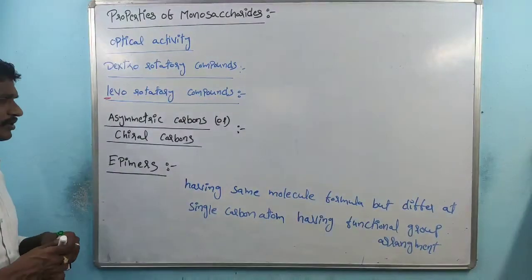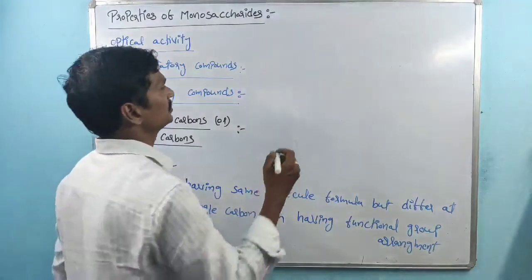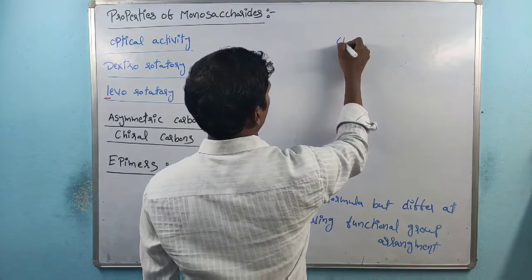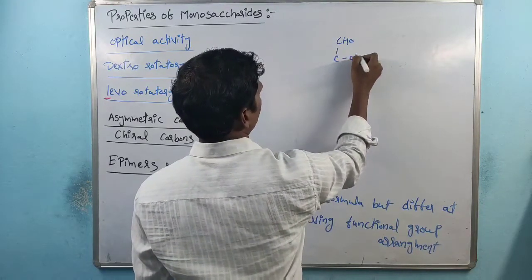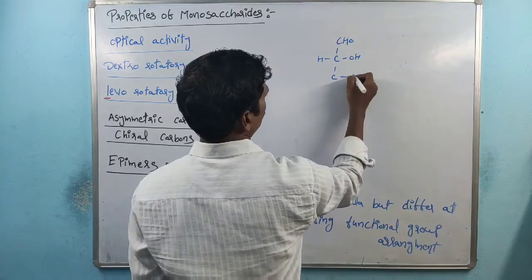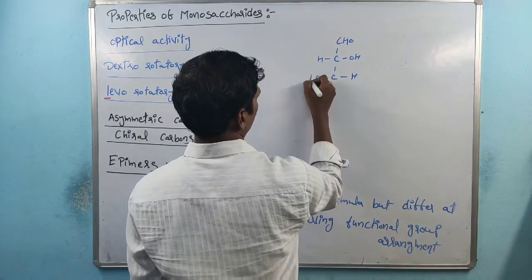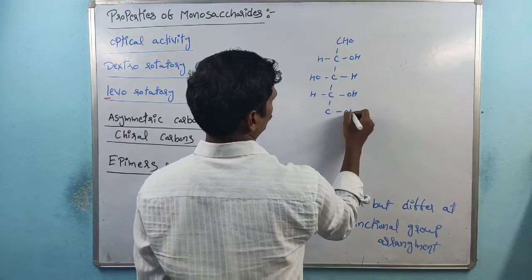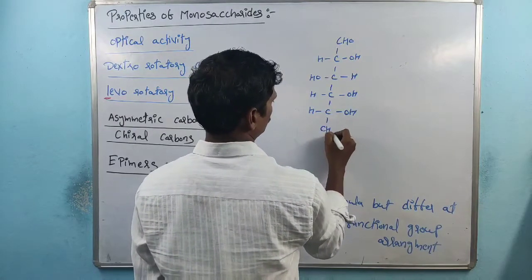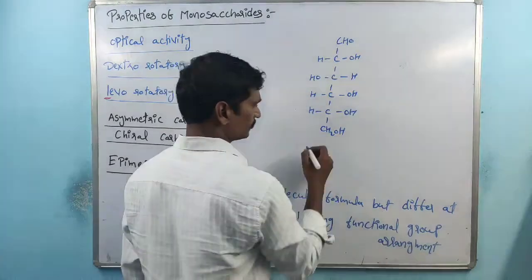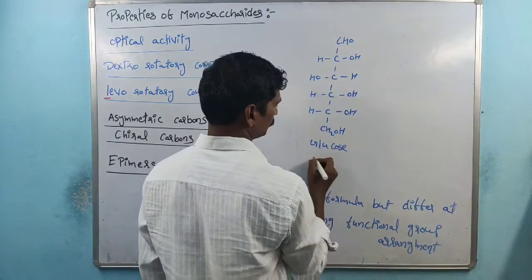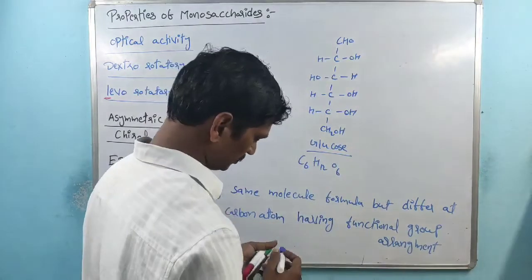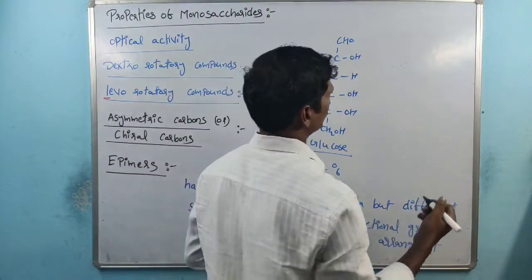Then we'll discuss the structure of the epimers. See, the first one, the well-known structure, is glucose: CHO, right? This is the OH, this is the H, and this is the H, and this is the OH, this is the OH, and this is the H, and this is OH, H, CH2OH. This is the structure of glucose. The formula is C6H12O6, right?